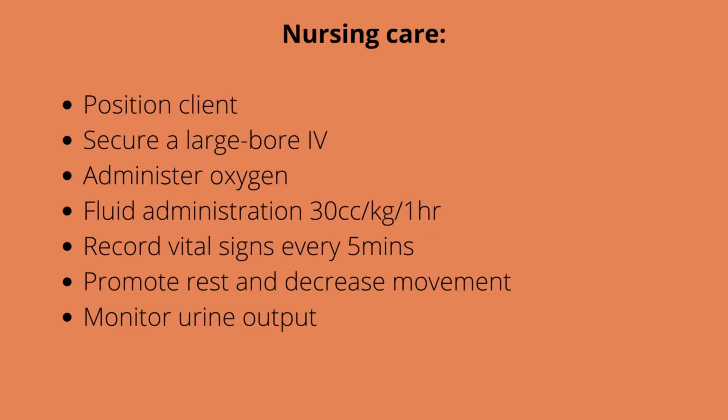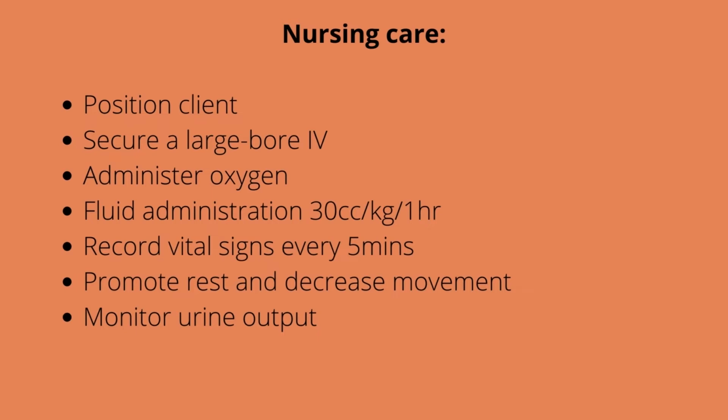What are our interventions with a patient with shock? So we'll position this client in a modified Trendelenburg position. We'll secure a large bore IV between 16 to 18 gauge. We need to flush this patient. We need to increase the fluid. Fluid administration will be offered at 30 cc per kilogram per hour. And we always administer oxygen because we don't want this patient to be working so hard. We'll also record vital signs every 5 minutes. We'll promote rest and decrease movement. We don't want the patient to be working so hard, and we'll monitor our urine output.